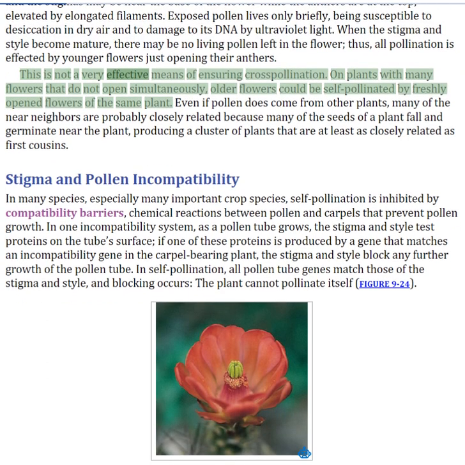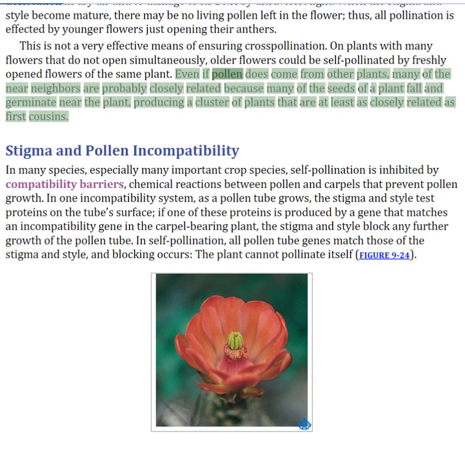This is not a very effective means of ensuring cross-pollination. On plants with many flowers that do not open simultaneously, older flowers could be self-pollinated by freshly opened flowers of the same plant. Even if pollen does come from other plants, many of the near neighbors are probably closely related because many of the seeds of a plant fall and germinate near the plant, producing a cluster of plants that are at least as closely related as first cousins.